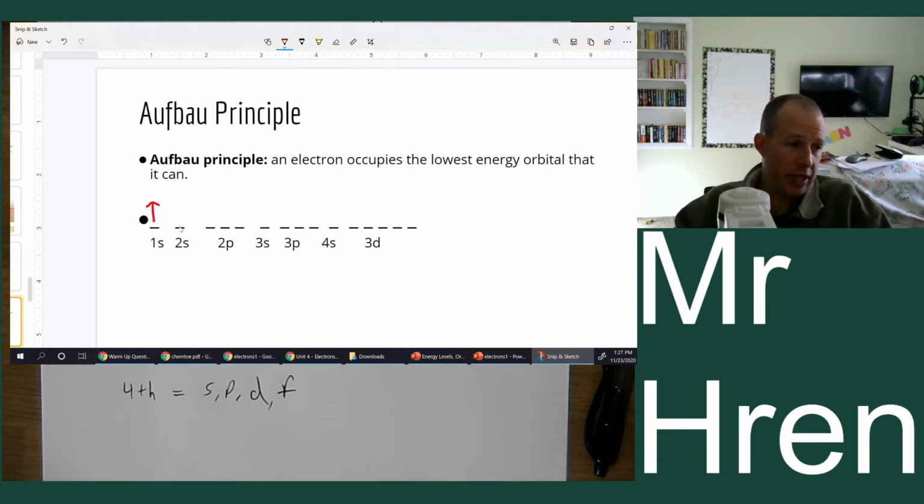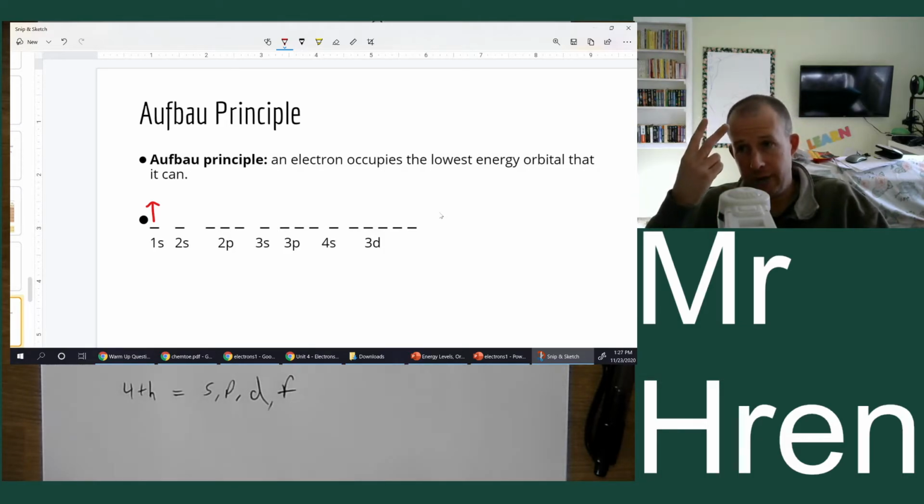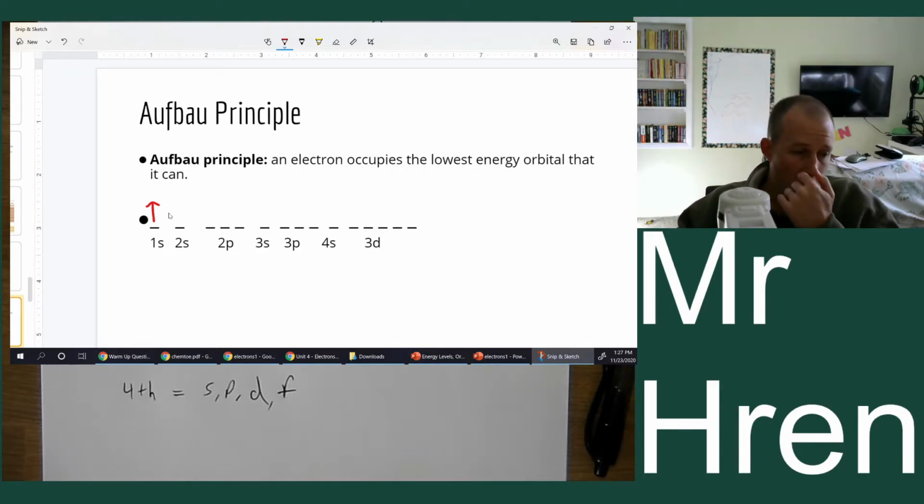Well, each of these dashes represents an orbital. How many electrons can every orbital hold? And you're like, oh, it's 2. So where's my next arrow got to go? Is it going to go into 1s, which is the lowest energy sublevel? Or is it going to go into 2s, which is the next lowest energy sublevel?